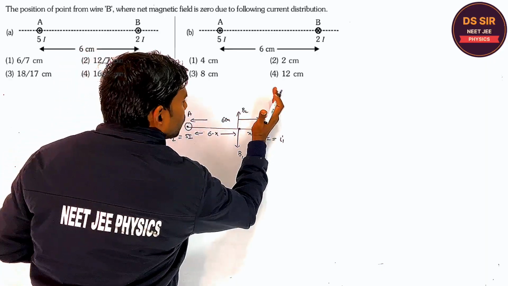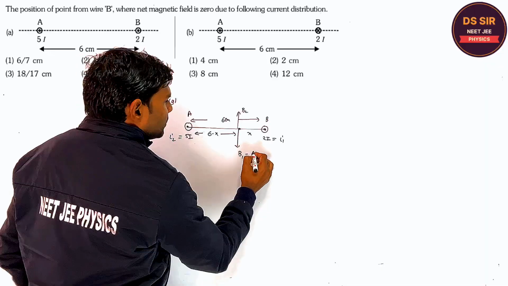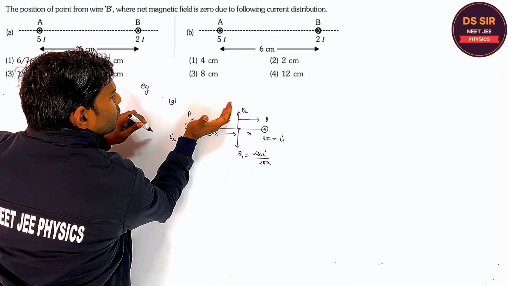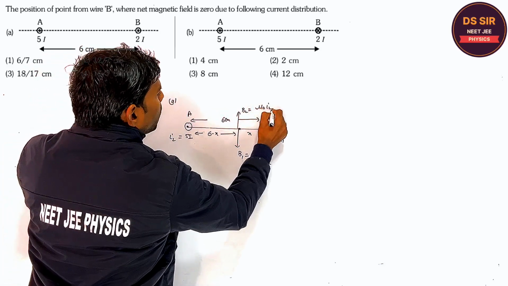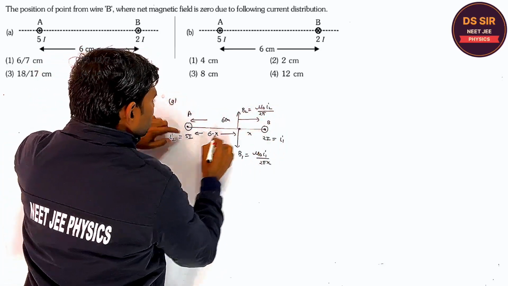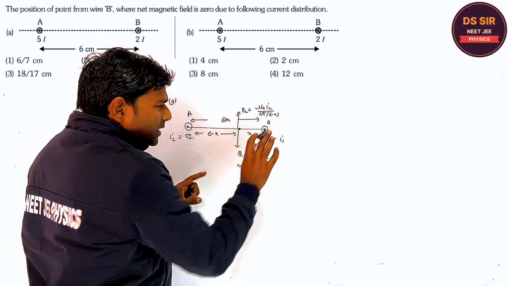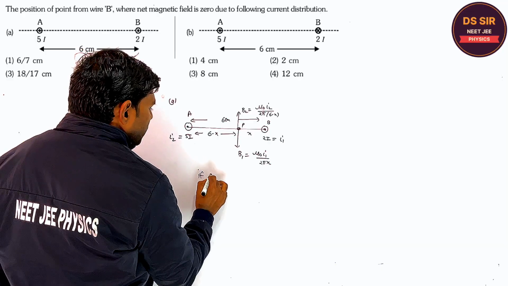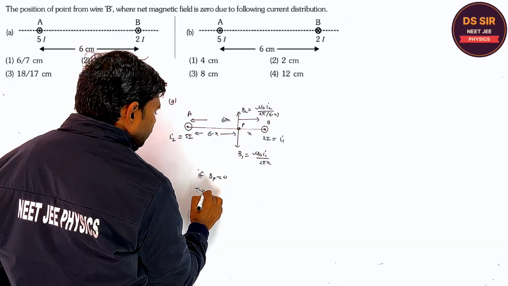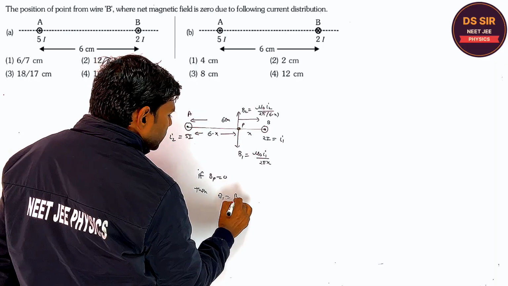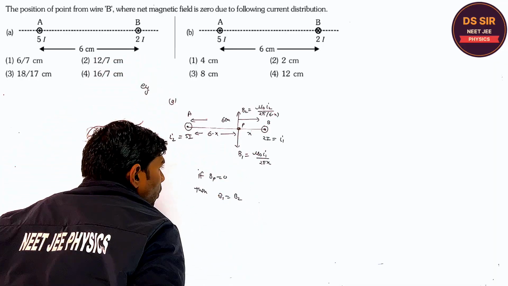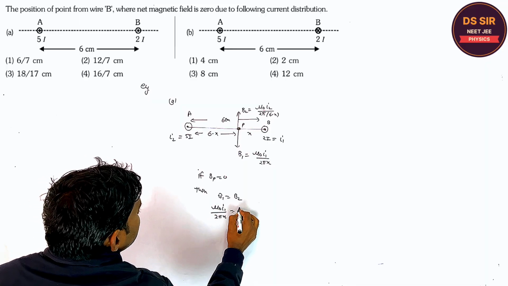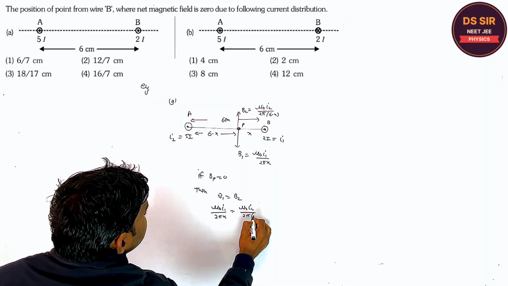So what is the B1 value? Due to an infinite wire, mu naught I1 upon 2 pi x. What is the B2 value? Mu naught I2 upon 2 pi (6 minus x). I am writing in centimeter only. So if the net magnetic field at this point P is 0, then B1 and B2 must be equal and opposite, right? So B1 is mu naught I1 upon 2 pi x, and B2 is mu naught I2 upon 2 pi (6 minus x).